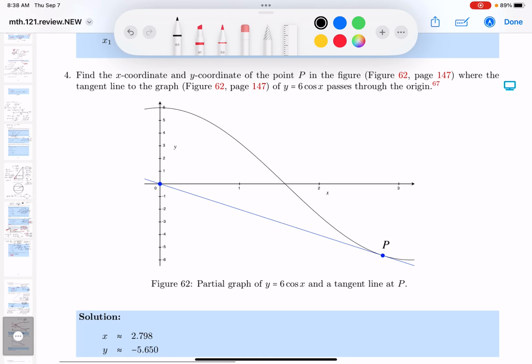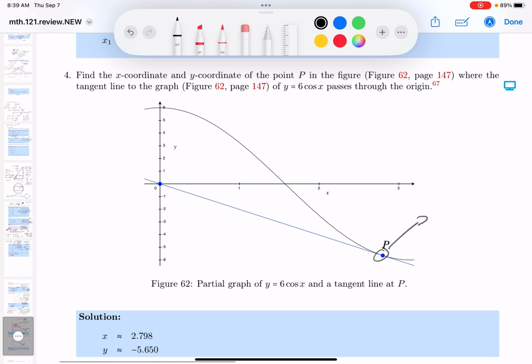Again, I think for a lot of students, the problem with this is understanding the question. So I'm going to read it to you. It says, find the x-coordinate and the y-coordinate of the point P, where the tangent line to the graph, they give me the graph, by the way. And before I do anything, I want to tell you what the point is.